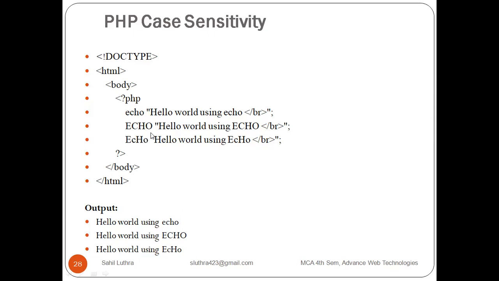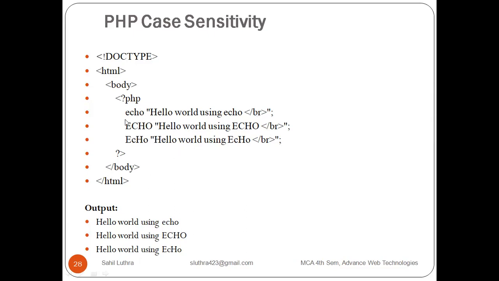The working of the echo is that it displays the content on the screen. You can write it in any form, either in small case, capital case, or toggle case, and it will give you a proper output. So here we write echo in small letters, and after that we write hello world using echo. After that the break tag, which means the next line will come on the second line. This is the working of the break tag.